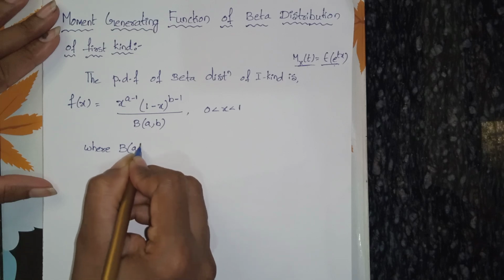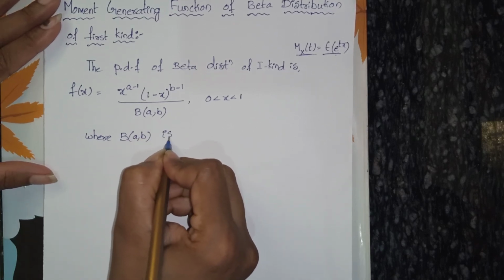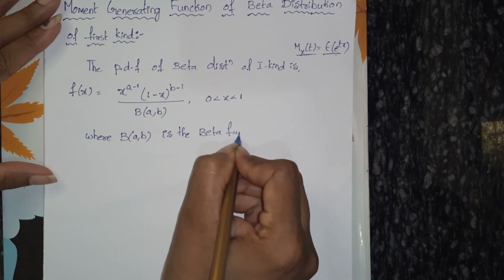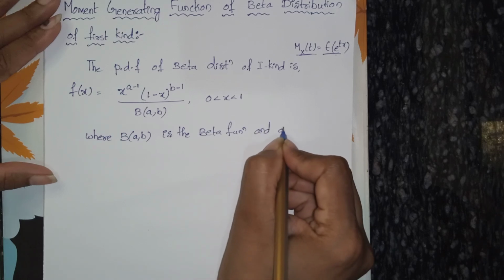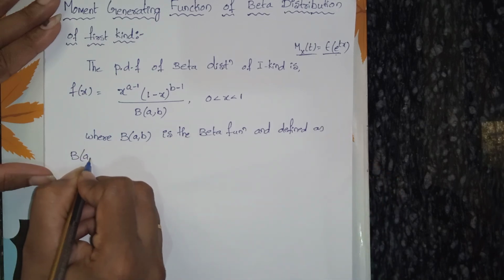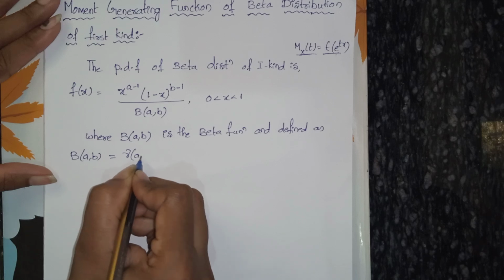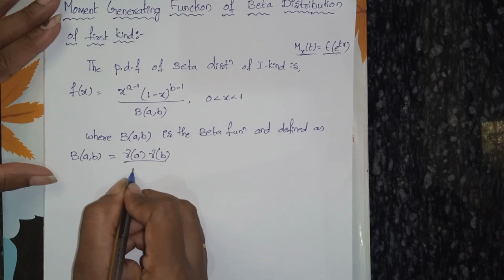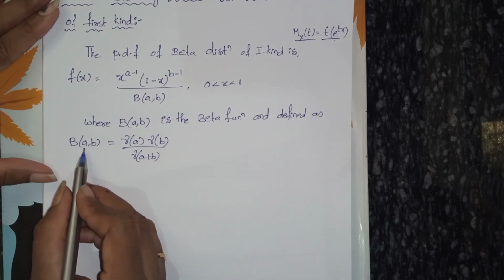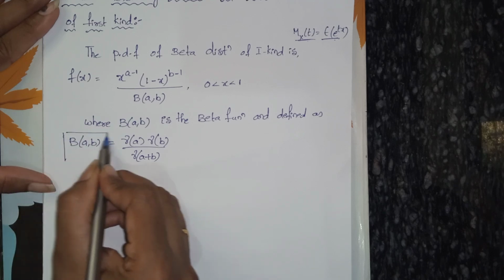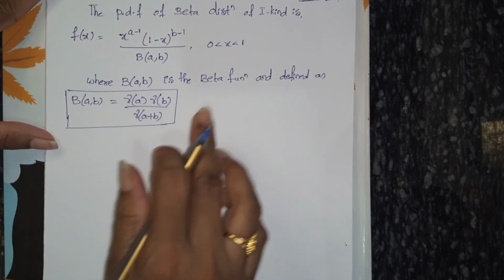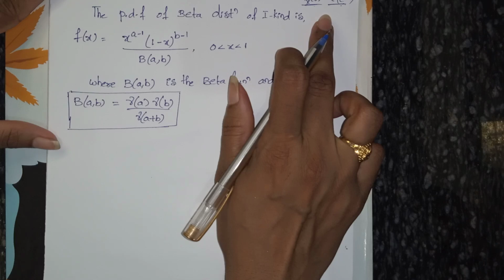Here B(a,b), that means beta of a comma b, is the beta function, and it is defined as B(a,b) equals gamma of a into gamma of b by gamma of a plus b. So this is the formula for B(a,b), and it is also very useful for us. Now we are going to do the moment generating function.